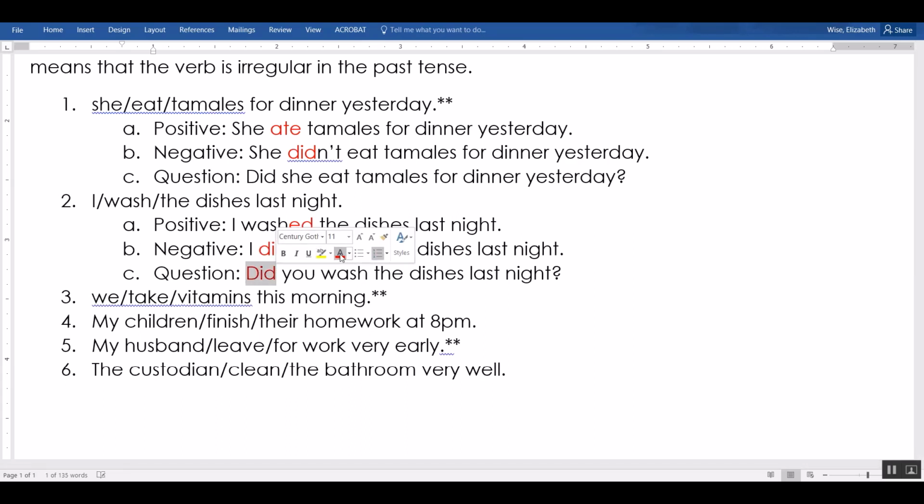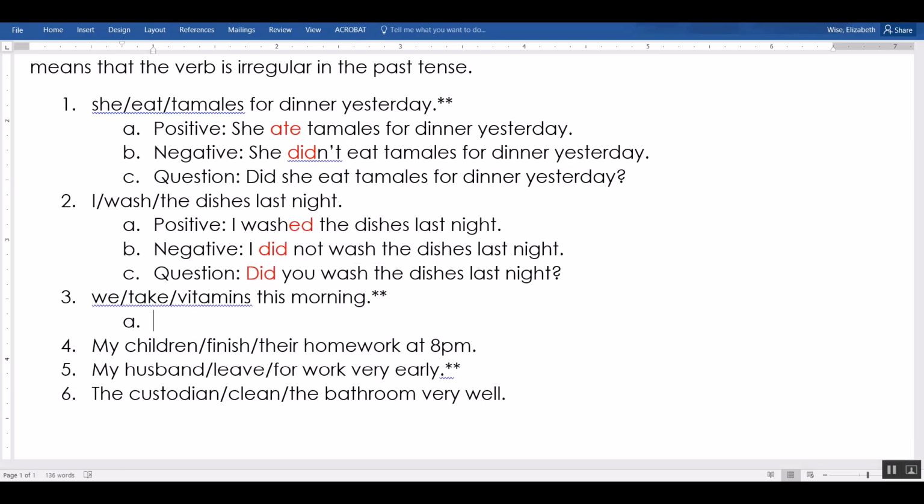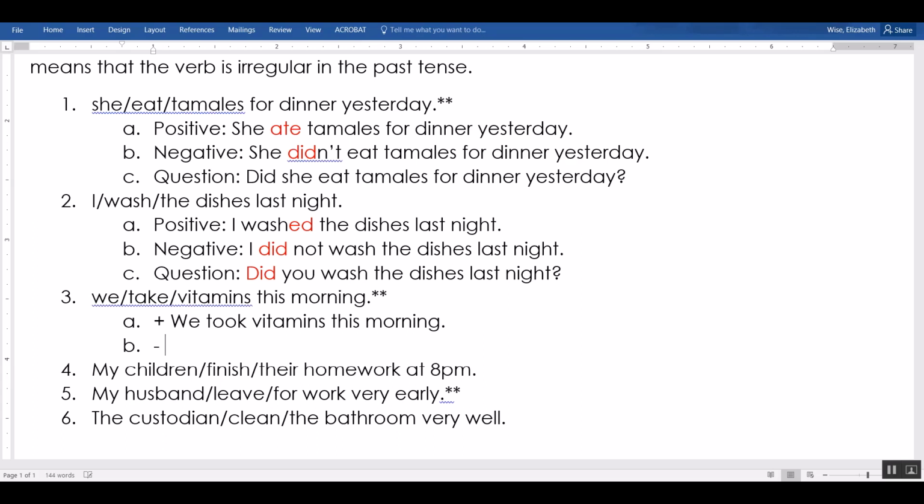We take vitamins this morning. So the positive is going to be we took. It's irregular. Vitamins this morning. Past of take is took. The negative is going to be we didn't take vitamins this morning.